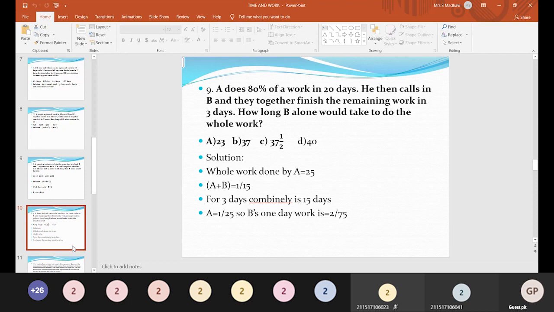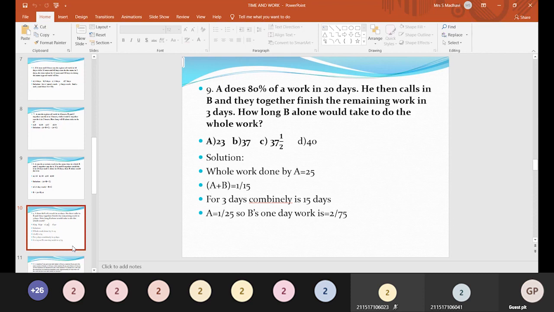Why it is taken as 20 into 5 by 4 means 80%. When 80 is divided by 100, we get 5 by 4. So A can do it in 20 days. So whole work done by A is 20 into 5 by 4, since 80 divided by 100 is 5 by 4. It is given as 25 days.